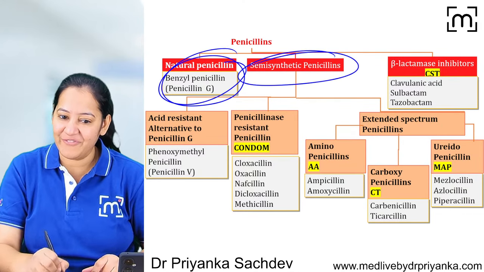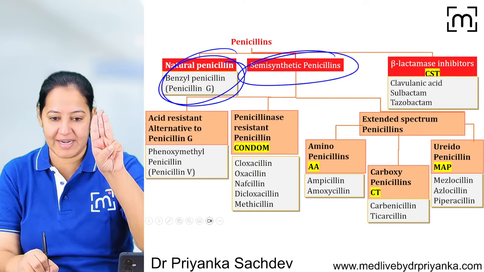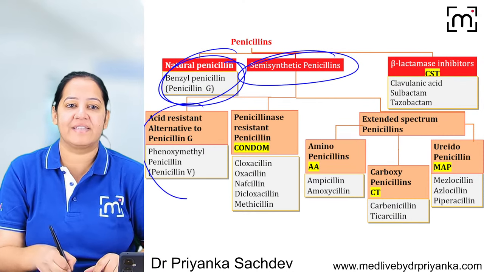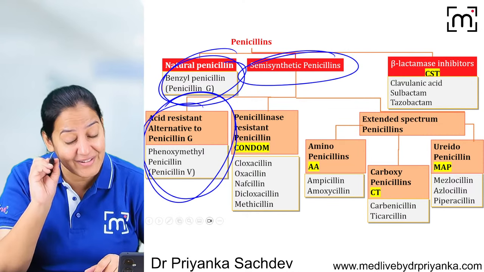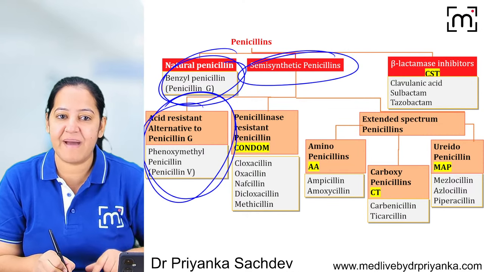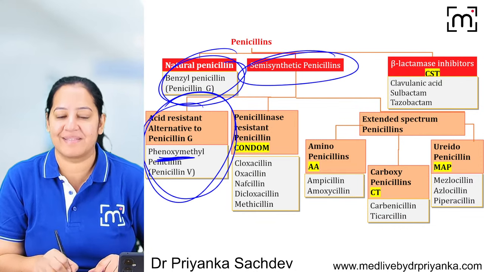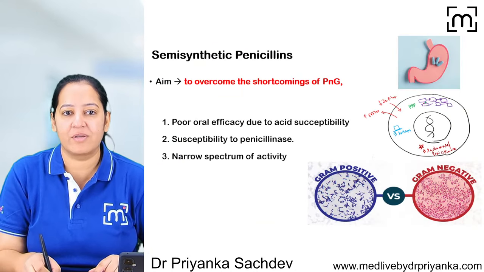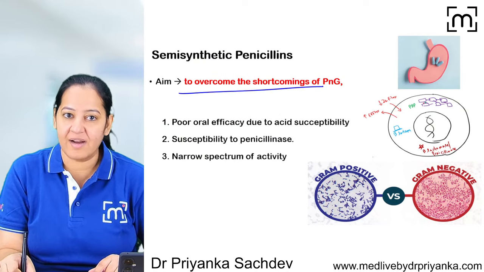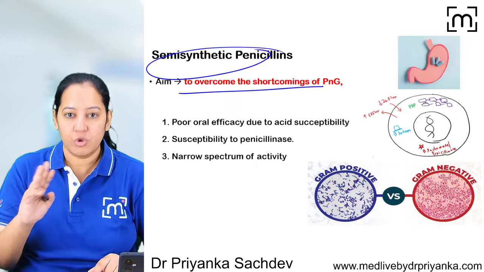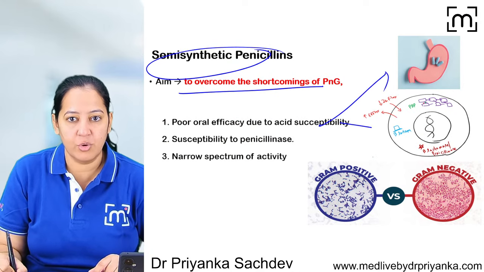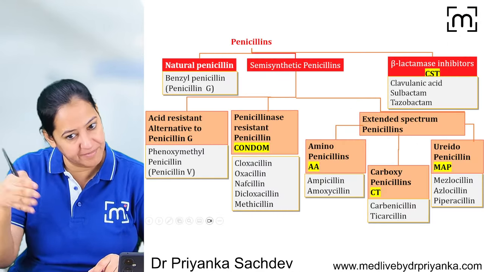Are you ready to start artificial? Let's start artificial. We have three categories to cover. Let's start the first category, that is the acid resistant alternative. The acid resistant version. We have only one penicillin here, phenoxymethyl penicillin, that is penicillin V. We are synthesizing three artificial versions to overcome the three shortcomings. You know the three shortcomings, so we will overcome them one by one.